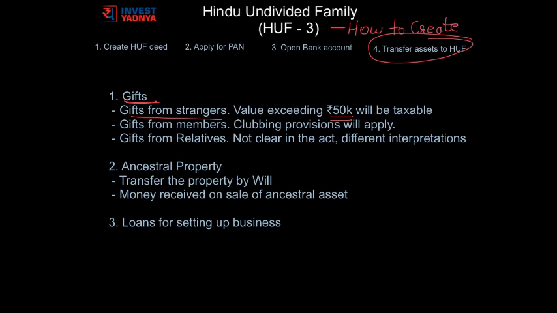If it is a new HUF, then you can take up to Rs 4 lakh in gifts without any tax liability due to the Rs 2.5 lakh exemption and Rs 1.5 lakh of Section 80C benefit.